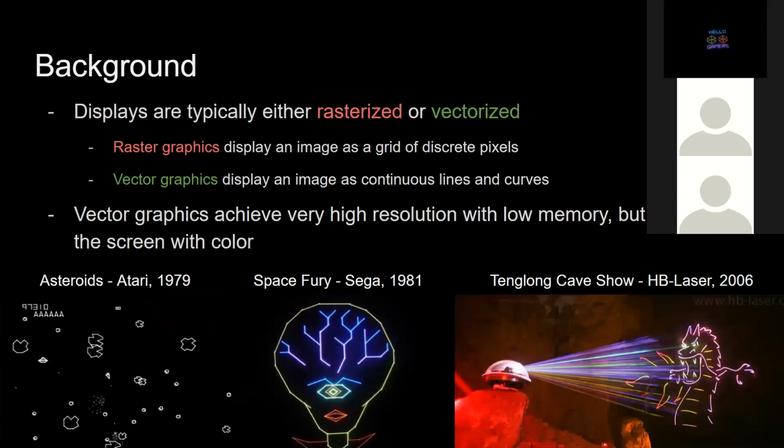Raster graphics are those like a bunch of pixels that you see on your screen, whereas vector graphics display images as these continuous lines and curves, which allows them to achieve very high resolution with very low memory. The only downside is that vector graphics can't fill the screen with color. So back in the day, a bunch of cool games were made for vector displays, including Asteroids and Space Fury. So you can see Asteroids black and white, Space Fury was in color. And nowadays, vector displays are used in a variety of different contexts as well, such as for this laser show on this cave wall in China, which is pretty cool.